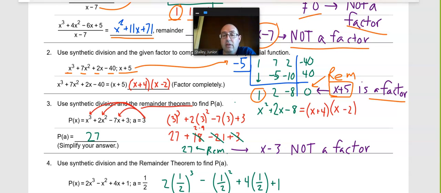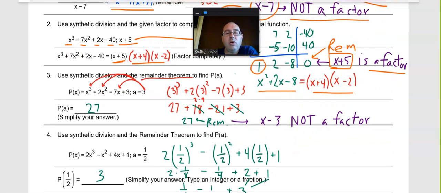Okay. Well, we kind of already knew that. You know why we knew that? Because look at their answer blank. x plus 5. They were kind of giving you a hint on that one. Anyway, what did we find when we got done with our synthetic division? We got x squared plus 2x minus 8. That can be factored further into x plus 4 and x minus 2, which is exactly what we needed to do to finish that question. We just took the quadratic and factored it further. Moving on down the road.